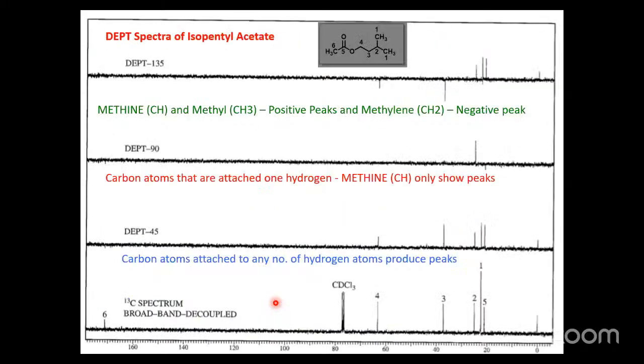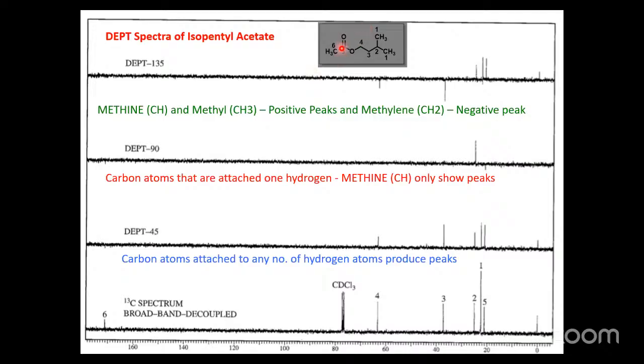Here I have shown the DEPT spectra of isopentyl acetate, the normal spectrum. This is how many carbons are there. These two methyls are equivalent, so one signal you will get from this. 1, 2, 3, 4, 5, 6. Let us count over here. Yes, 6 signals, 6 peaks you are getting in the carbon 13 proton noise decoupled spectra. Now in DEPT 45, quaternary carbons will vanish.